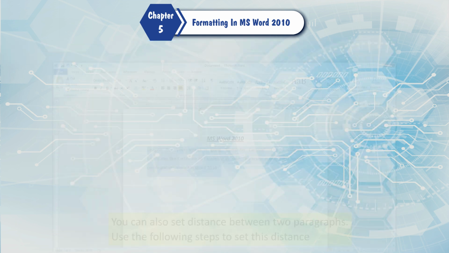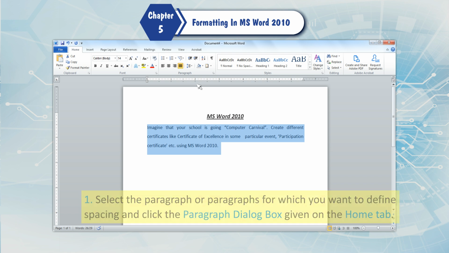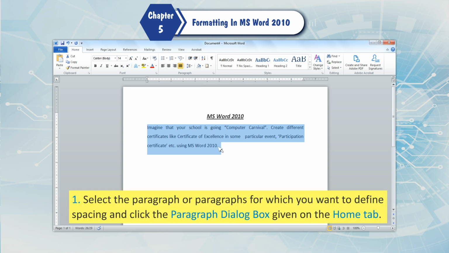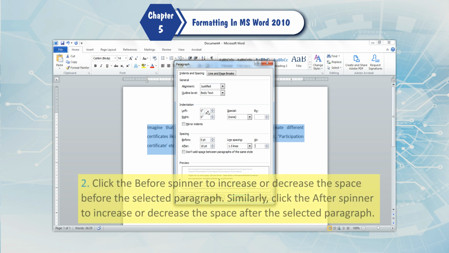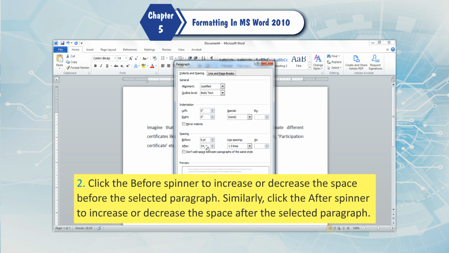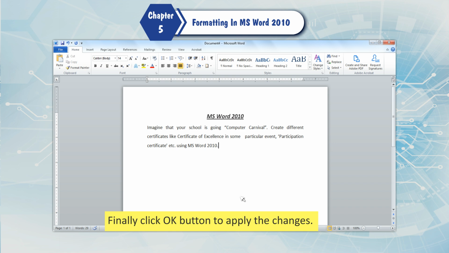Spacing between paragraphs. You can also set the distance between two paragraphs. Use the following steps to set this distance. Select the paragraph or paragraphs for which you want to define spacing and click the paragraph dialog box given on the Home tab. Click the spinner to increase or decrease the space before the selected paragraph. Similarly, click the after spinner to increase or decrease the space after the selected paragraph. Finally, click the OK button to apply the changes.